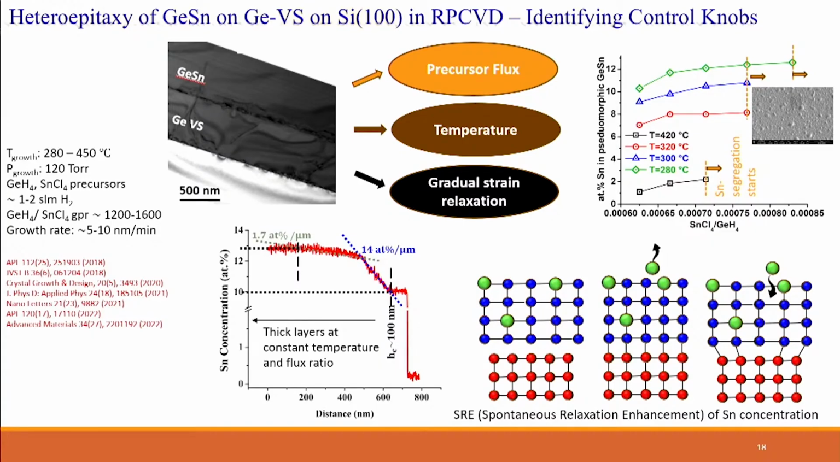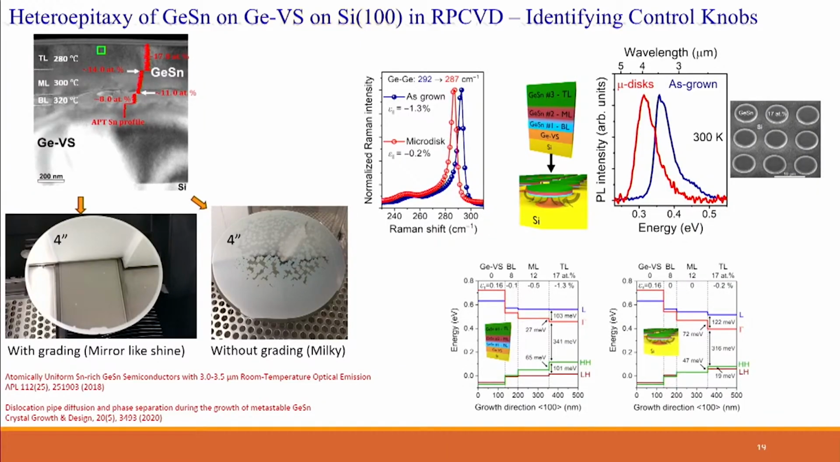So based on these strategies, we grew different kinds of germanium tin layers. We start with a nominal flow of 8%, and then we don't touch the precursor flux. We lower the temperature, there is a jump in tin content. Then there is SRE. We lower the temperature once again, there is a jump in tin content. So we get around 17, 18, 20%, 20 times higher than the solid solubility limit. If we follow this strategy, you can get wafers which come out of the CVD like this, with a mirror-like shine. This is monocrystalline, grown perfectly.